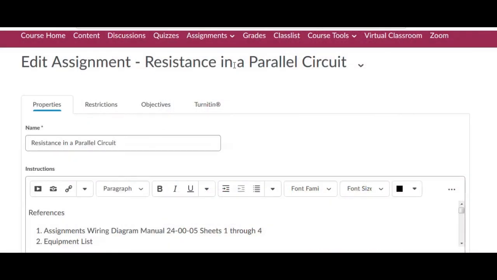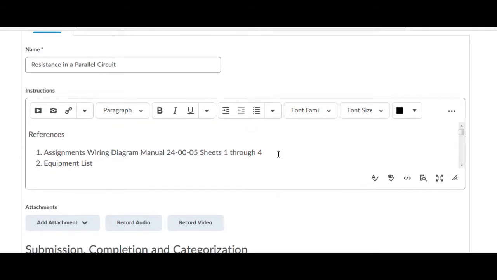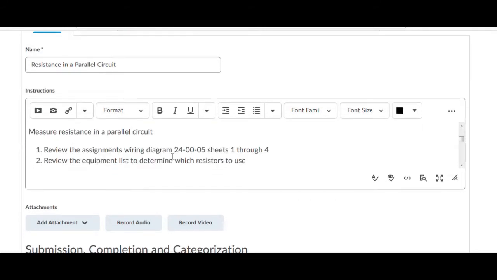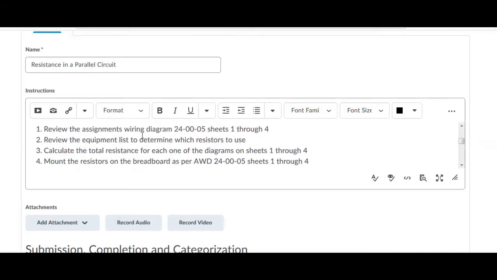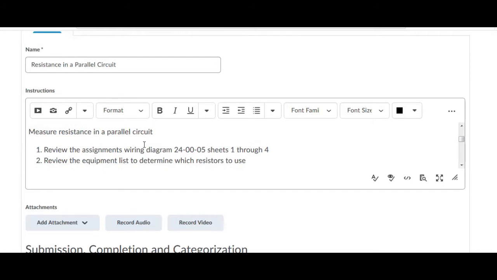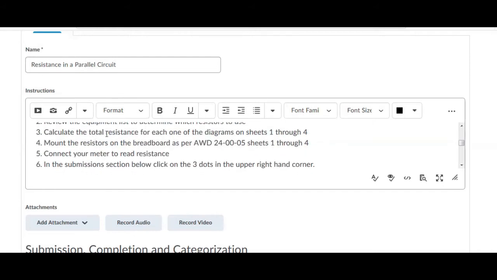Okay, for the resistance in a parallel circuit assignment, what I expected you to do was read through the instructions. Review the assignment wiring diagram 240005, sheets 1 through 4. Review the equipment list. Determine which resistors to use. Calculate the total resistance for each one of the diagrams. That's for 4 different diagrams. Mount the resistors on the breadboard as per the wiring diagram. Connect your meter to read resistance.